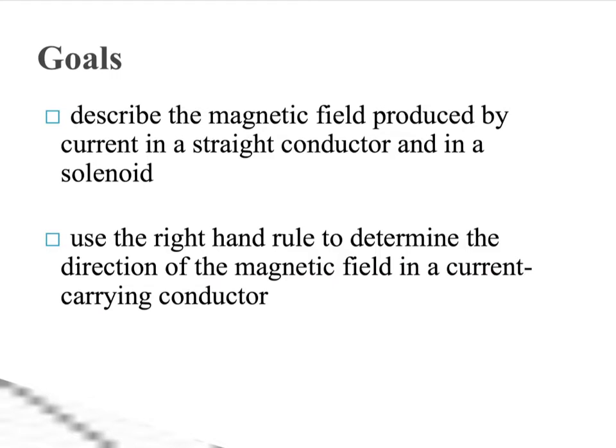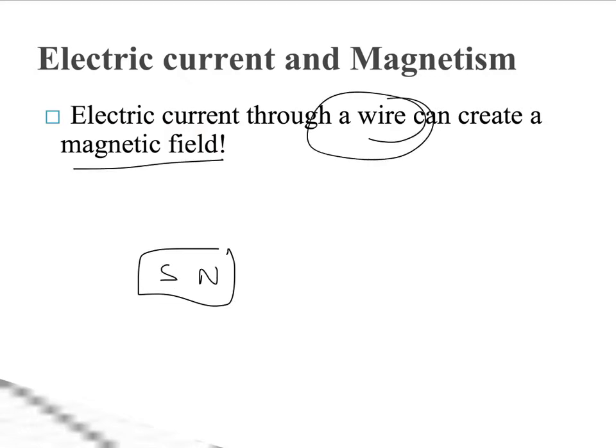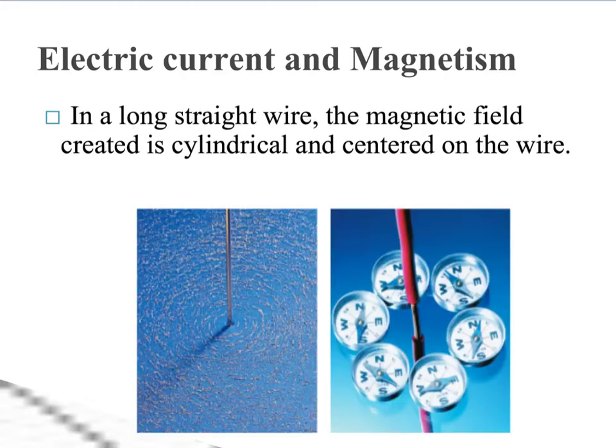a current-carrying conductor. So what we're learning is the fact that electric current through a wire can create a magnetic field, okay? So it doesn't just have to be a solid magnet like this with a north and a south. We can also get a magnetic field from a wire with current flowing through it. So anytime you have a long straight wire like these, the magnetic field created is cylindrical, meaning it makes a cylinder shape, right? Something like this. Magnetic field around the wire.